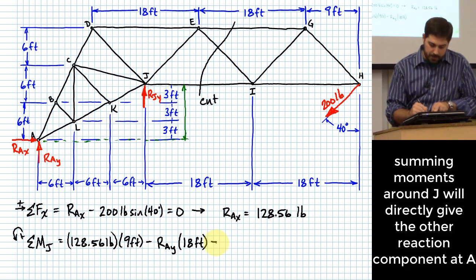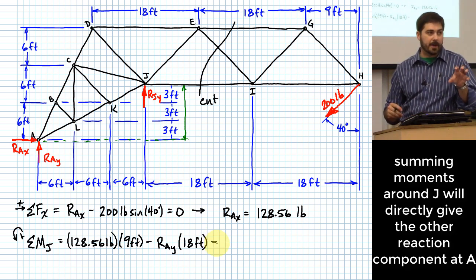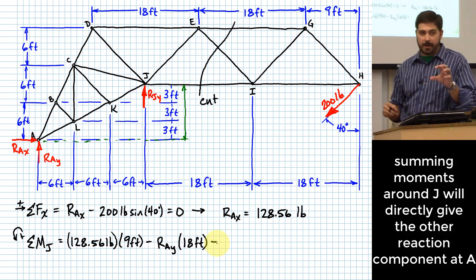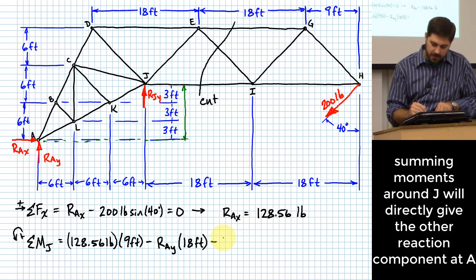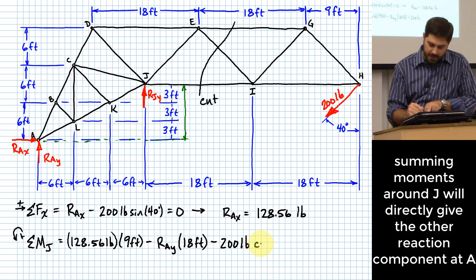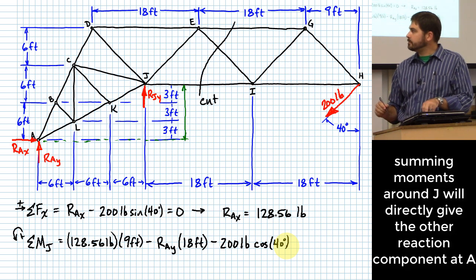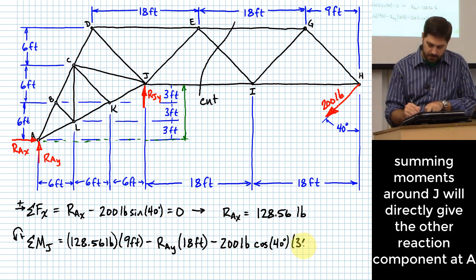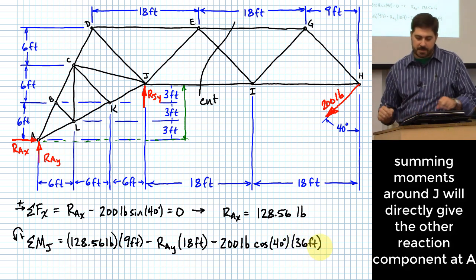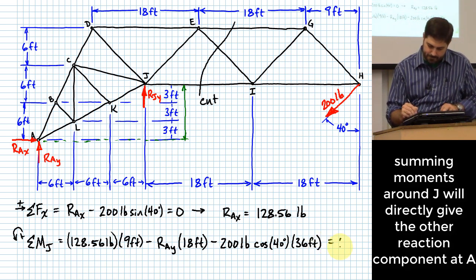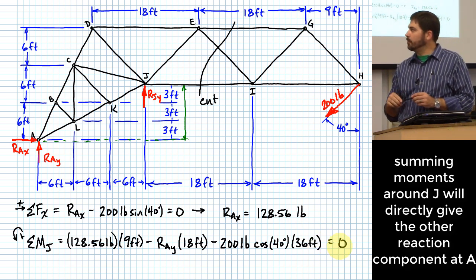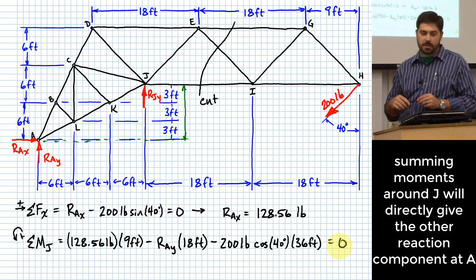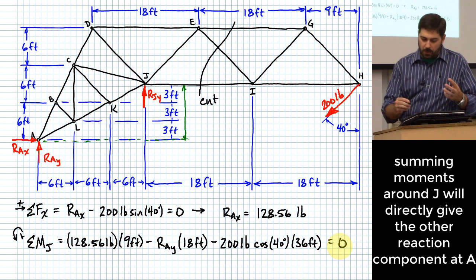The 200 pounds... The vertical component of the 200 pounds creates a rotational effect around J, correct? So I'll take 200 pounds times the cosine of 40 degrees. That gets me the vertical component, and I need to multiply that by 36 feet, 18 feet plus 18 feet. And that should be all of my effects that create rotational effects around J. So then what?